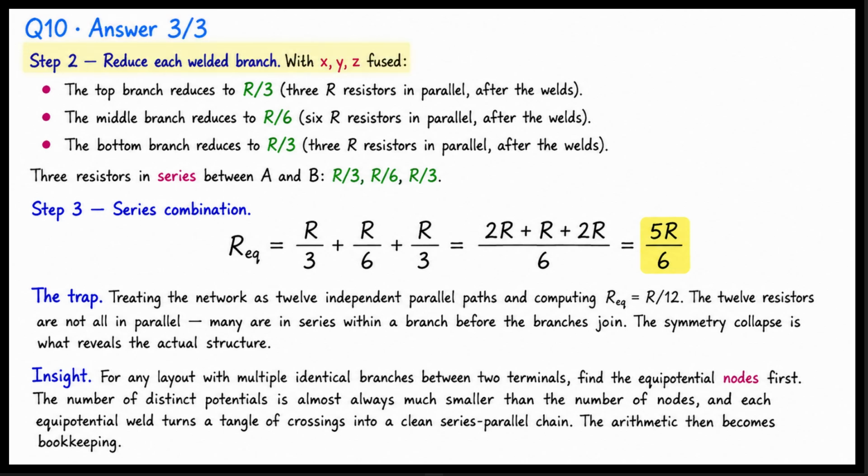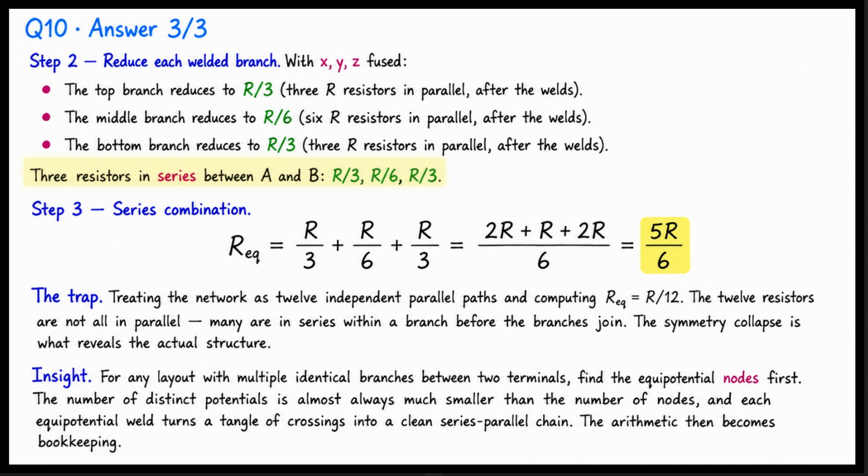Step 2. Reduce each welded branch with X, Y, Z fused. The top branch, 3 R resistors now in parallel after the welds, reduces to R over 3. The middle branch, 6 R resistors in parallel after the welds, reduces to R over 6. The bottom branch, another 3 R in parallel, reduces to R over 3 as well. So between A and B we have 3 resistors, R over 3, R over 6, and R over 3, joined in series.